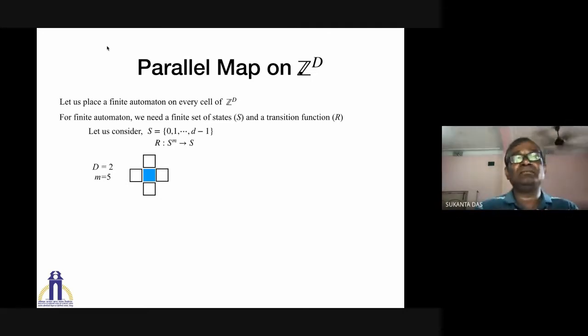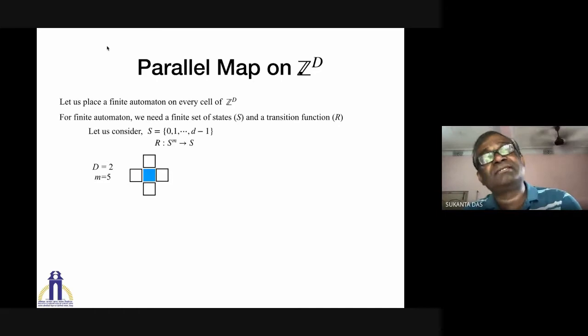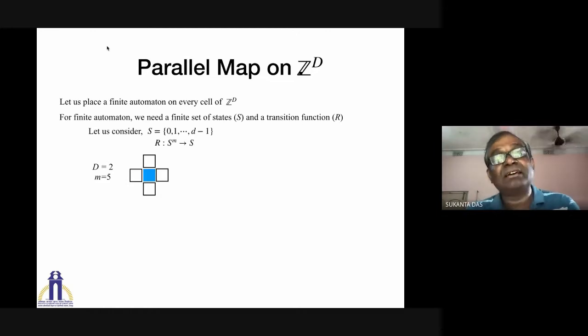So for one cell, suppose the blue cell here is the cell under consideration. Each cell has a finite set of states. Therefore, the blue cell, the cell under consideration, again has a finite set of states. Now, when I am defining R for this cell, I am considering the states of itself as well as some of its neighbors.